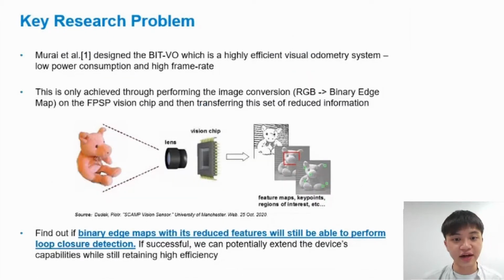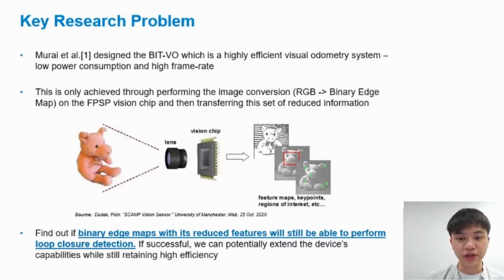So what exactly is our research problem? There's a group of researchers called Murai et al, and they designed a visual odometry system that has very low power consumption and high frame rate. The reason why their system has such low power consumption and high frame rate is because they use binary edge maps rather than RGB images to do visual odometry. And because binary edge maps have such smaller data transmission content, it becomes so much more efficient.